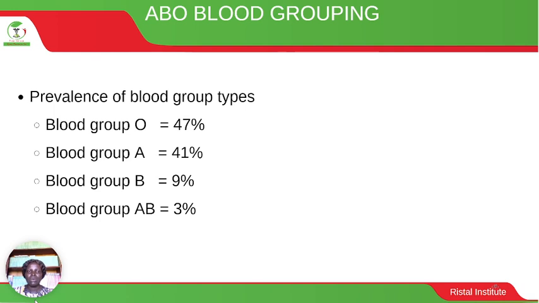The prevalence of these different types of blood groups is as follows. The highest percentage of human beings have blood group O, making up 47%. Then blood group A makes up 41%, and blood group B makes up 9%. The least is blood group AB, which makes up only 3% of individuals.